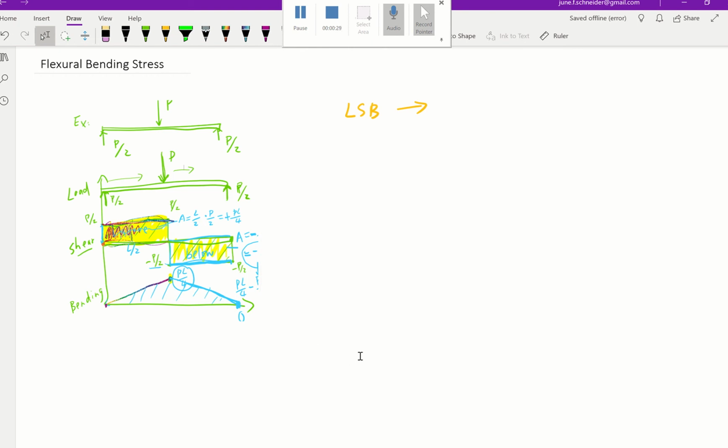Always you are curious about what is the maximum bending. For this situation it would be this point, right? You want to find the maximum bending, M maximum. So for this example, your maximum bending occurs at the half midpoint right here, and it's with a value of PL/4.